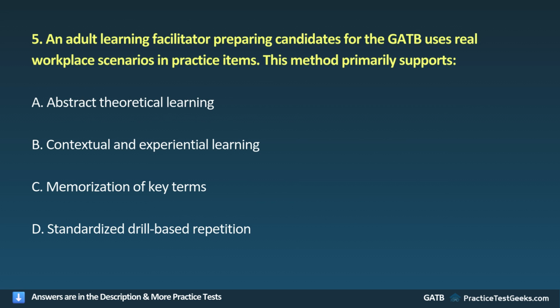5. An adult learning facilitator preparing candidates for the GATB uses real workplace scenarios and practice items. This method primarily supports: A. Abstract, theoretical learning. B. Contextual and experiential learning. C. Memorization of key terms. D. Standardized, drill-based repetition.